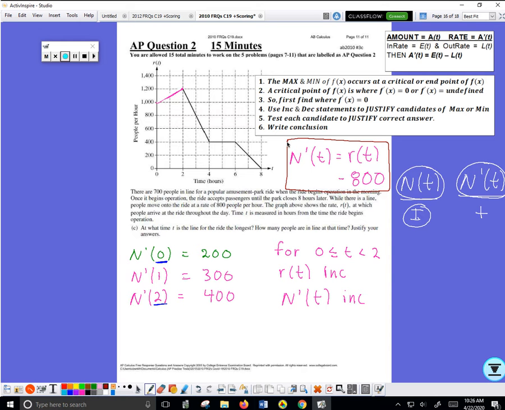We know that n itself will increase from time 0 to time 2. When does n prime, so n prime is 200, 300, 400. What's n prime of 3, Amanda? Well, it would be 0 because 800 minus 800 is 0. Perfect. Because the in rate is 800, the out rate is also 800. That's the rate of 0 people getting in line.